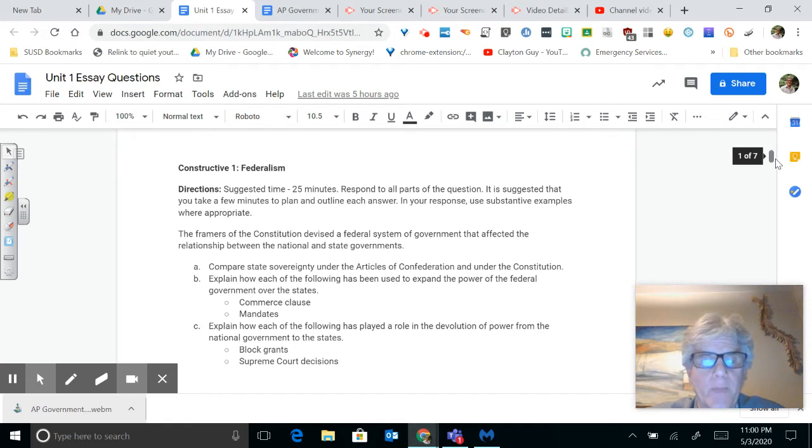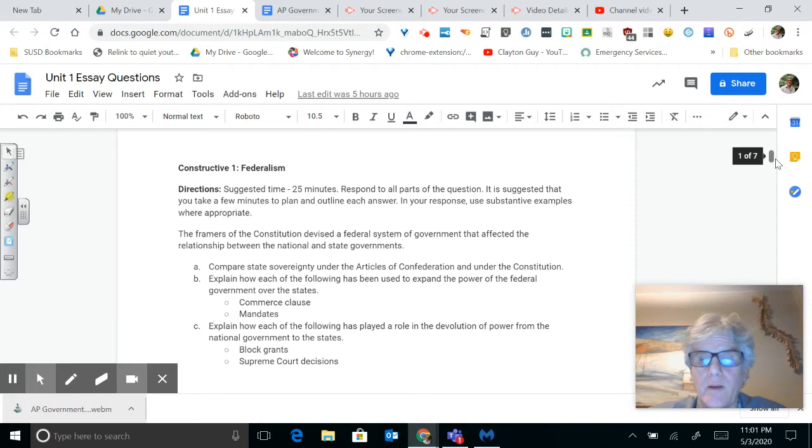Clause regulating trade. Mandates are orders from the federal government to the states to do something. So one of the mandates that you might have is Brown versus Board of Education, that states needed to desegregate schools. Mandates would be Clean Air and Clean Water Acts. Mandates would be the Americans with Disabilities Act and having ramps and handicap parking and wheelchair accessible places. All of these are mandates, rules telling the states they must do something and follow something. So expanding the power of the federal government over the states: the Commerce Clause, big mandates.